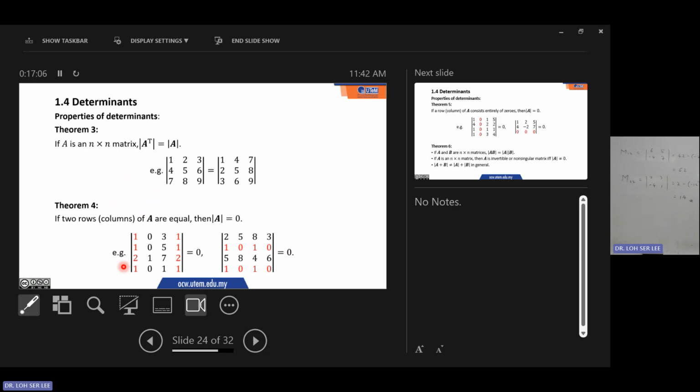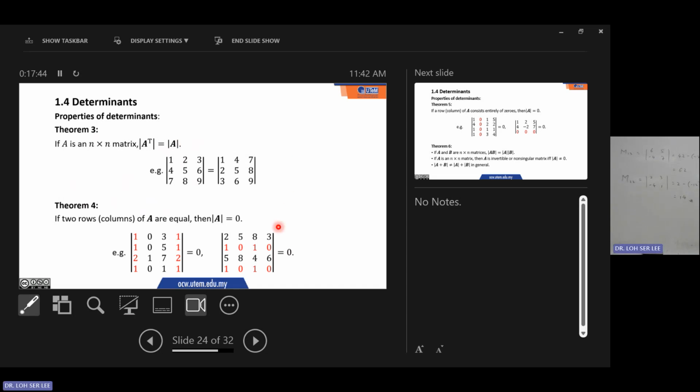And theorem number 3: if A is an n by n matrix, after you transpose the matrix there is no change on the determinant. You see this matrix after we change it into A transpose: 1, 2, 3 is here, 4, 5, 6 is here, 7, 8, 9 is here. Basically there are no changes on the determinant. The determinant of the transpose matrix is still the same as the determinant of the original matrix.